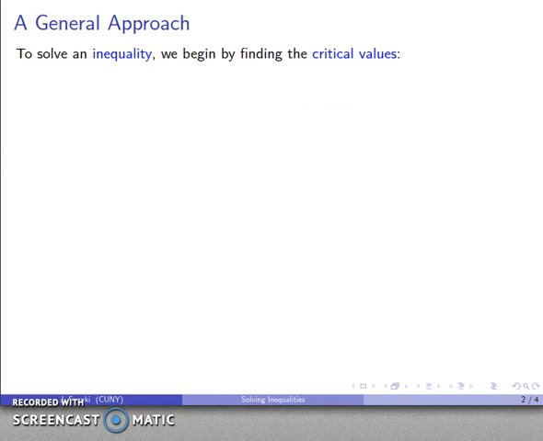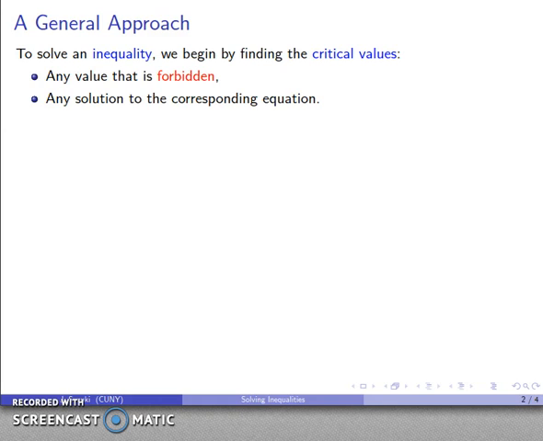So here's a general approach to solving inequalities. What we can do is we can begin by looking for what are called the critical values. And these critical values will fall into one of two categories. They'll either be values of the variable that are absolutely forbidden because of the constraints of the arithmetic operations we're doing. Notably, this is dividing by 0 and similar operations. But we also have any solution to the corresponding equation.